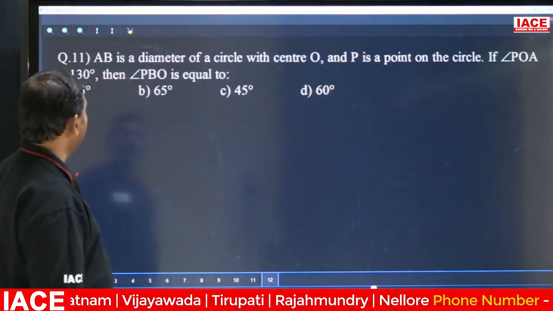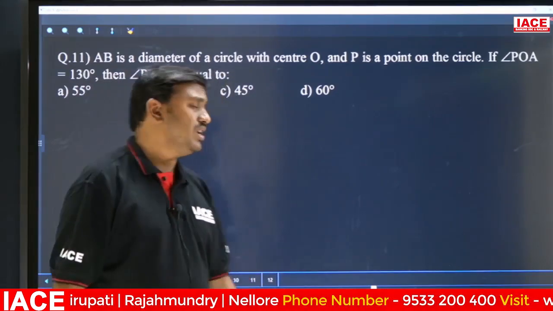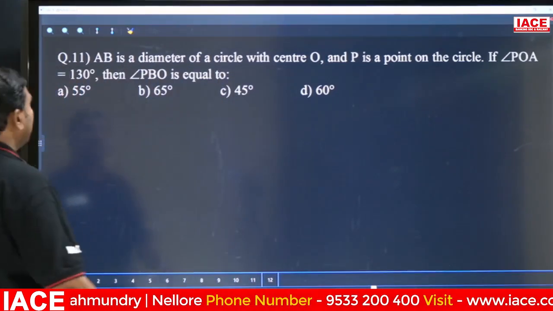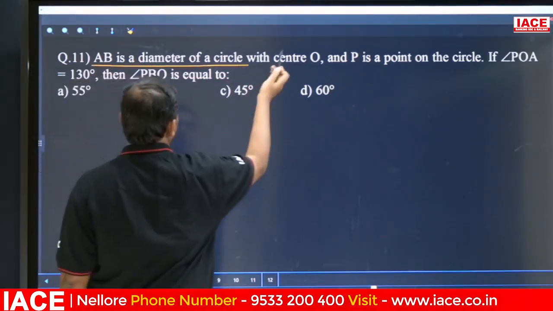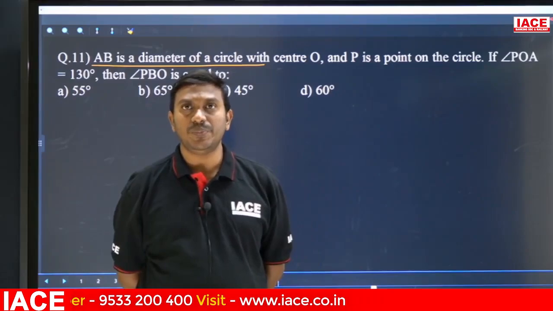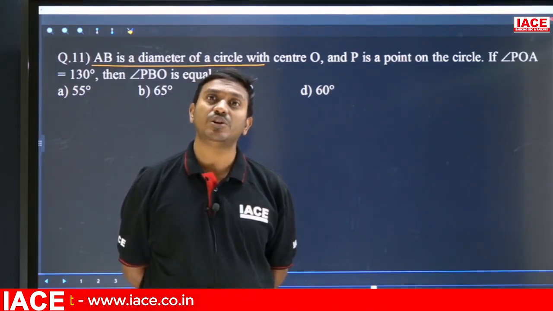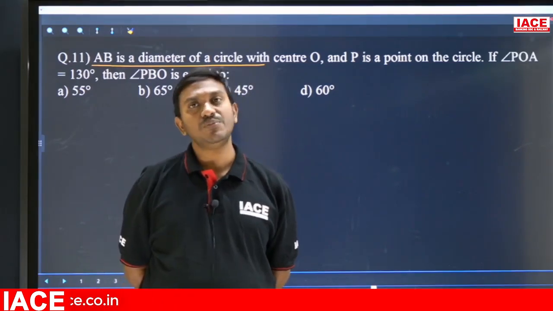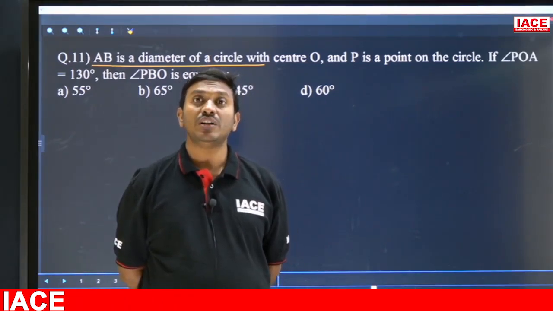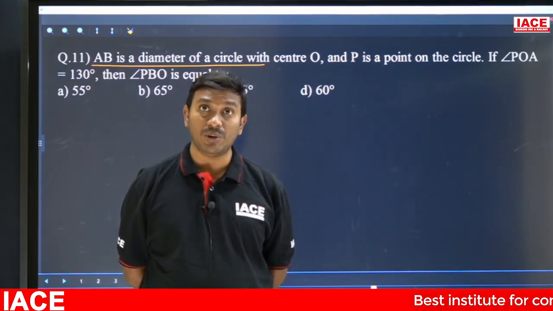Okay. Question number 11. Again, this is a question related to geometry. Geometry question. See, AB is the diameter of the circle. This is the clue. So when we learn geometry, we have to identify the clue in the question. Once you know the clue, then we can solve the problem. So what is the clue here? Diameter. Whether we'll use the theorem or not is separate, but you have to remember the theorem.